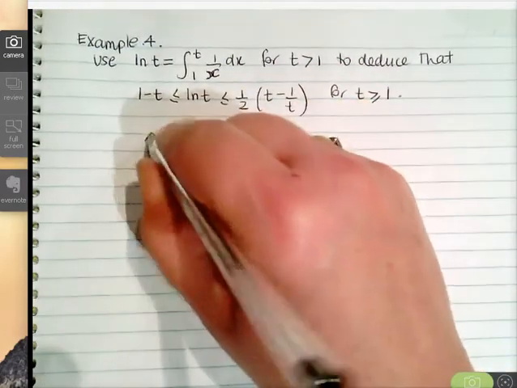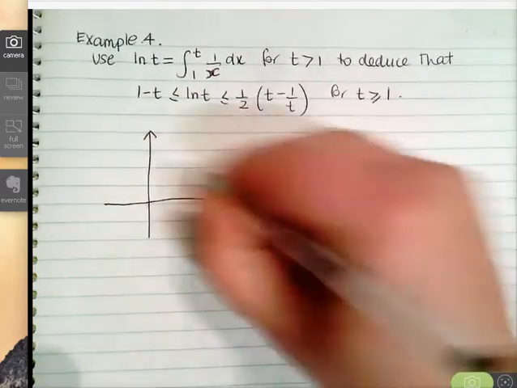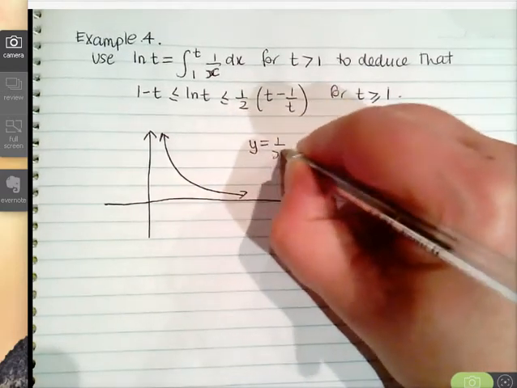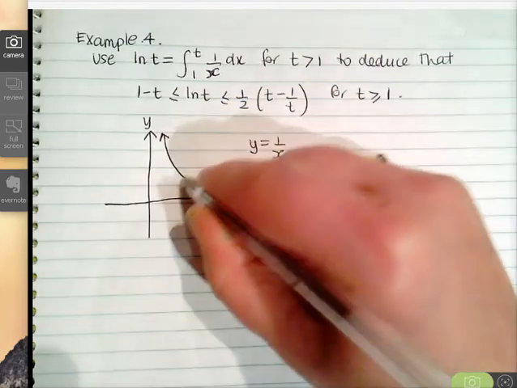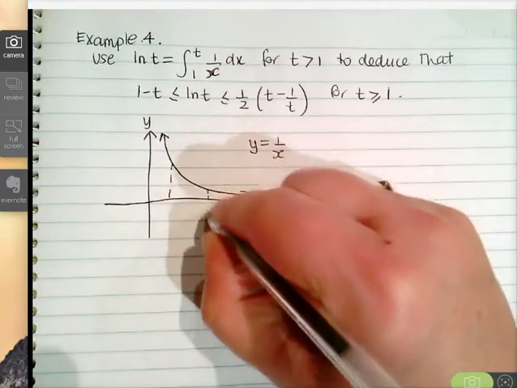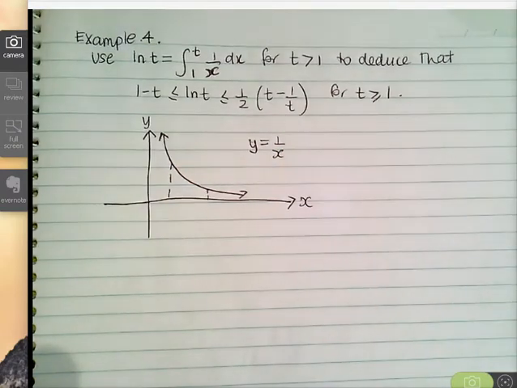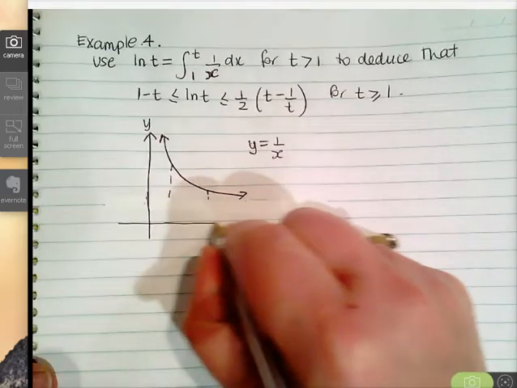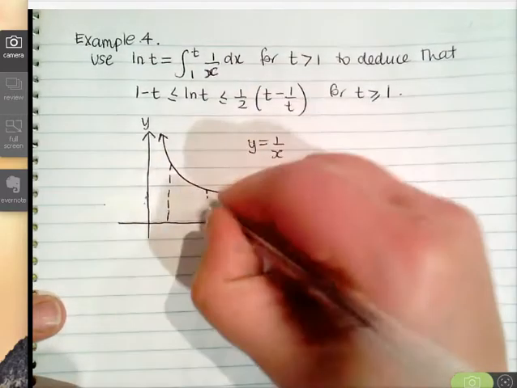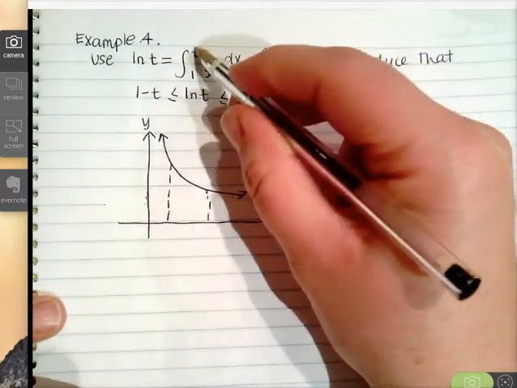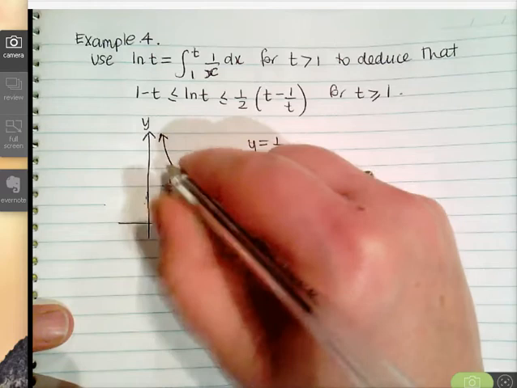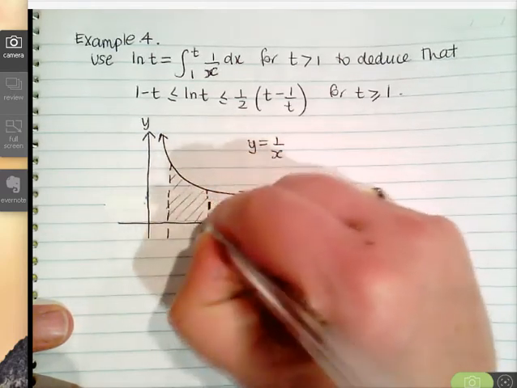Now I'm going to sketch that. So we've got the hyperbola, y equals 1 on x. Remember when you integrate a function, you're looking at the area under the curve. Actually, I might just draw that a little bit bigger. I'm drawing this x-axis a little bit lower, and I've got my values integrating the area under the curve between t and 1. Now, this shaded bit is the area under the curve.